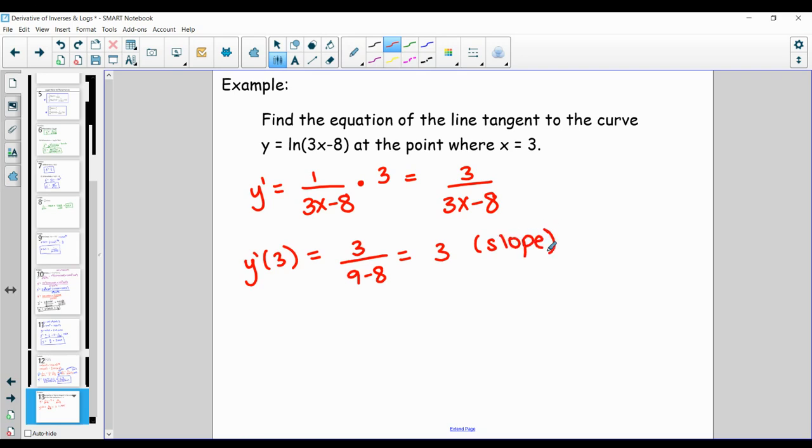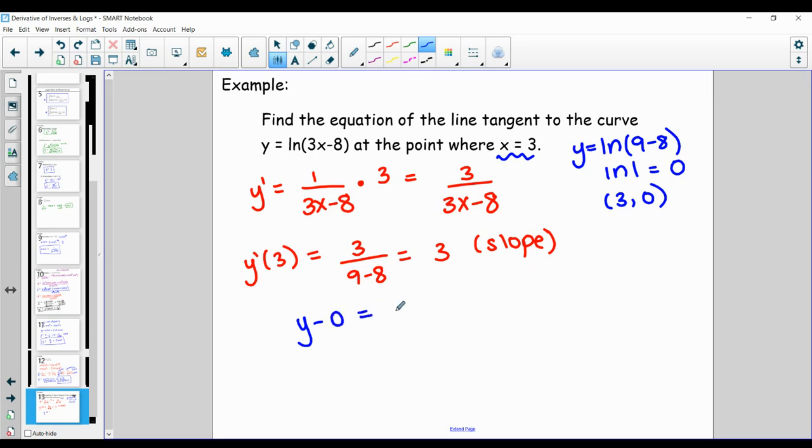Now I need to use the point and the slope to find the equation. I'm not given the point, but I do know that x is equal to 3. So if I plug that into the original function, y equals ln of, if I plug 3 in, I get 9 minus 8. I'm going to get the ln of 1. And remember that the ln of 1 is equal to 0. So the point I'm using is (3, 0). So when I go to find my equation of the tangent line, I have y minus the y value of 0 equals the slope of 3 times x minus the x value of 3. And if I solve for y, y is equal to 3x minus 9.